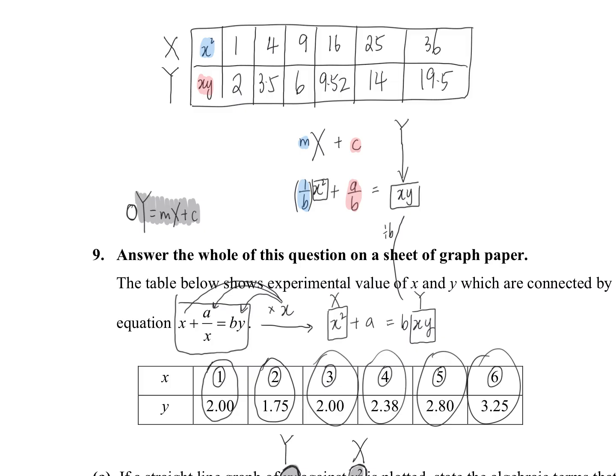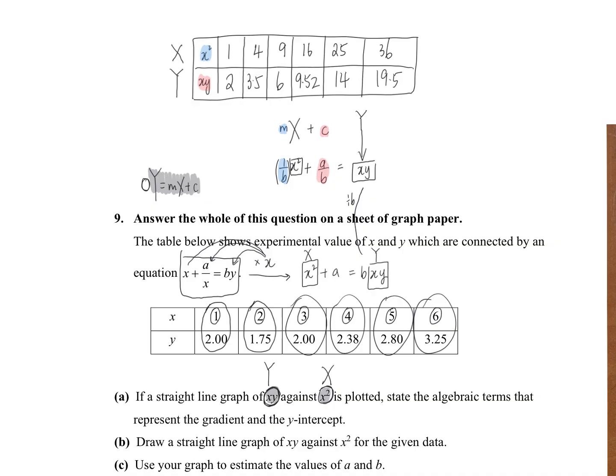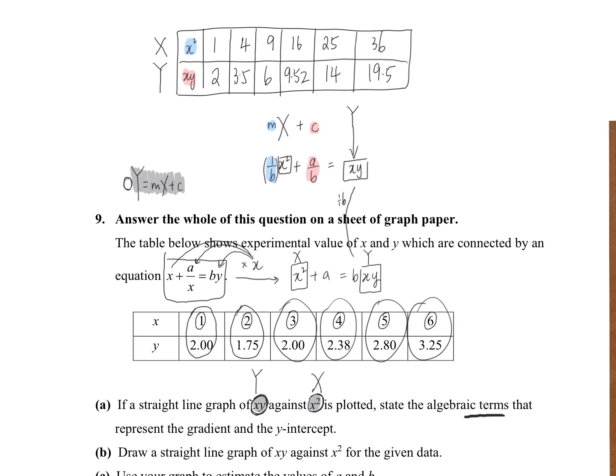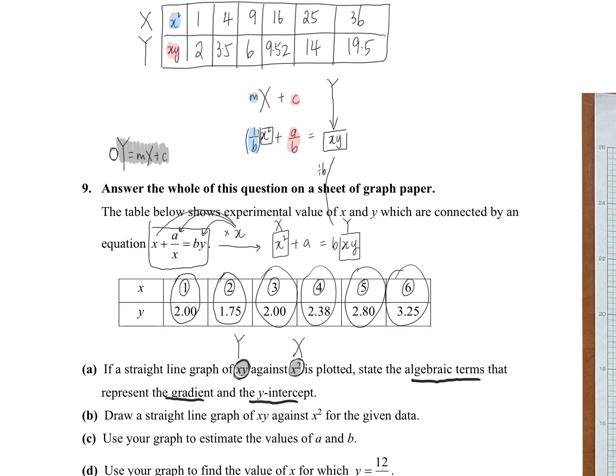Okay, you will use this to plot your straight line. And then if you look at the questions carefully, they say, can you state the algebraic terms that represents gradient and y-intercept? So we just follow lah. Just now we already know that gradient is 1 over b. Okay, and then my y-intercept is a over b. So this one is answers to part A. Okay, according to how you linearize.